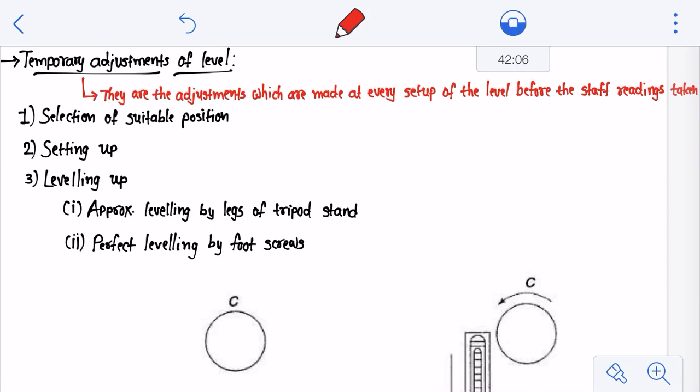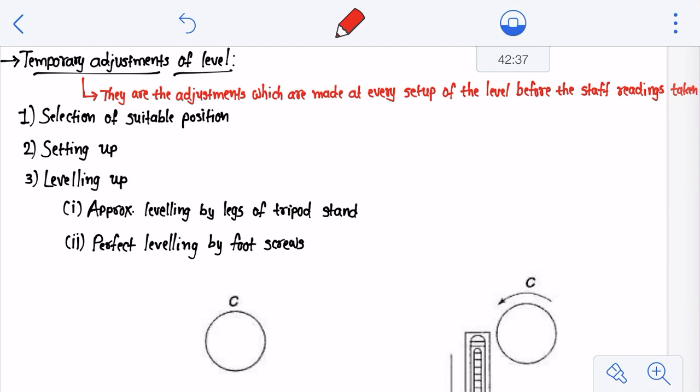Temporary adjustments are made at every setup of the level before the staff readings are taken. Every setup. So when you are changing the position of the instrument from one station to another, you need to adjust your level again and again, every time before taking the reading. Which are these temporary adjustments, I'll now discuss with you, right? If I talk about these temporary adjustments, they are very easy to understand, right?